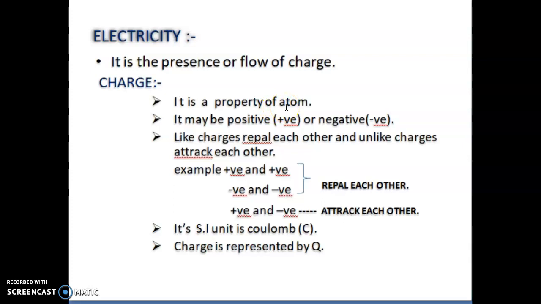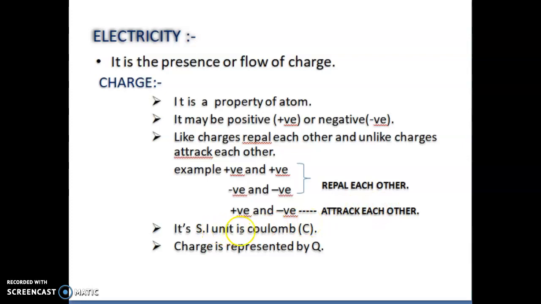An atom consists of positive charge and negative charge. So charge may be positive or negative. Like charges repel each other, unlike charges attract each other. Here you can see the example. A positive charge repels a positive charge, and a negative charge repels a negative charge. So in these two cases, repulsion will take place. A positive charge attracts a negative charge. So attraction will take place in this case.